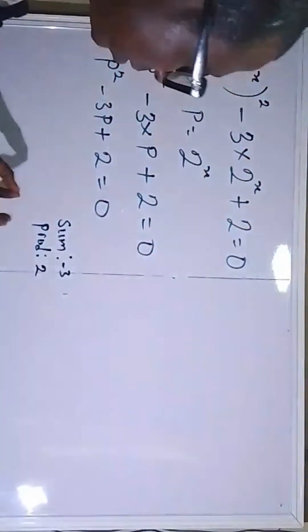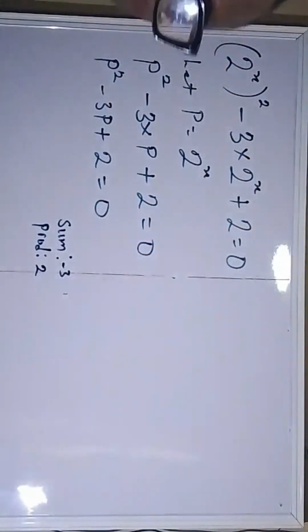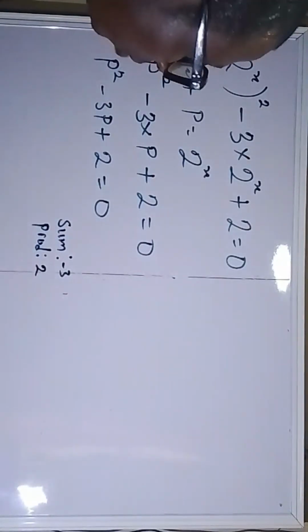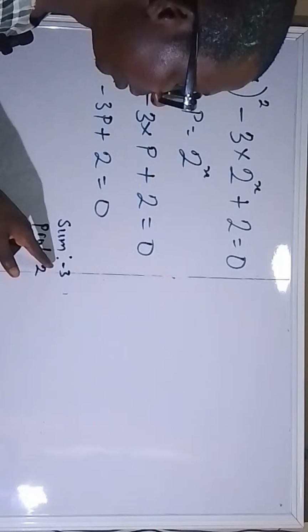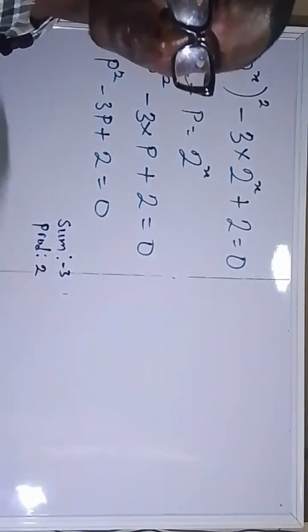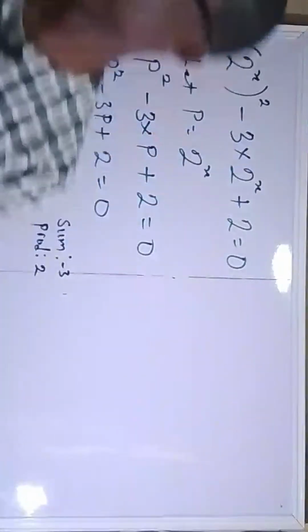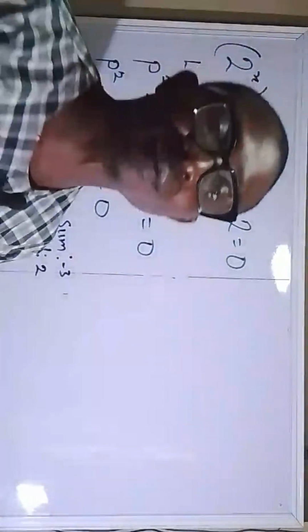What are the numbers? The numbers that when you multiply together, you have 2. When you add together, you have minus 3. Okay? So have you gotten any answer? I'm not seeing any response.